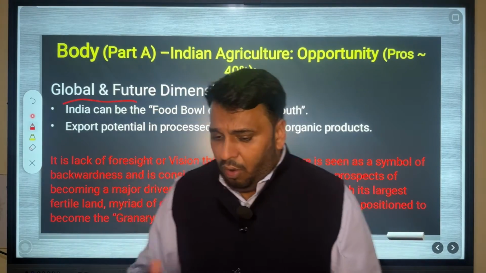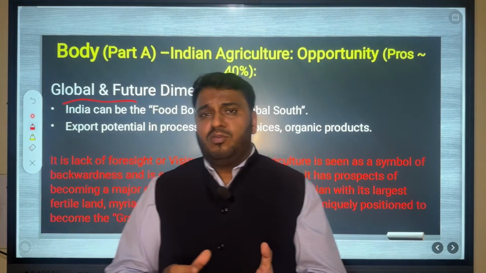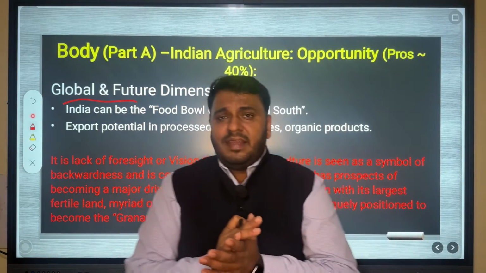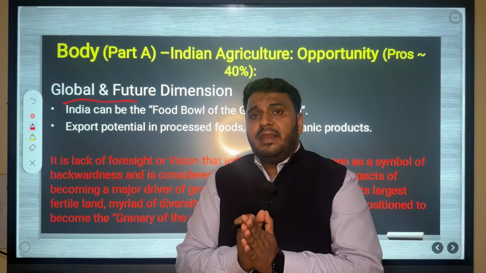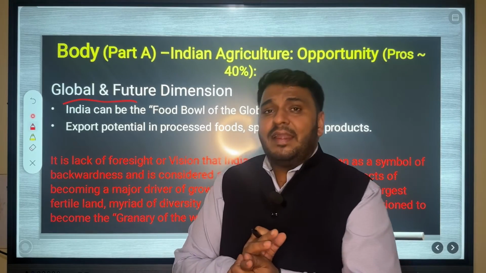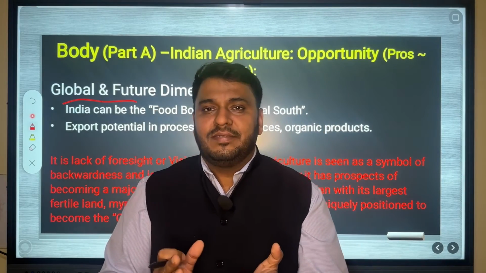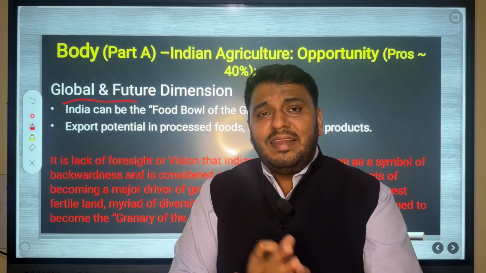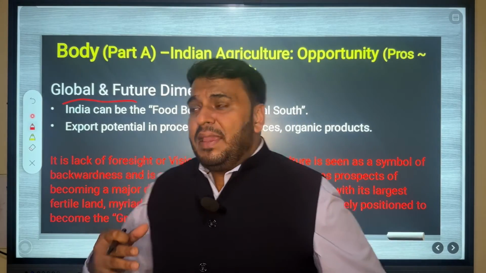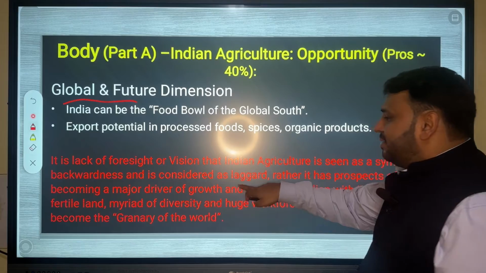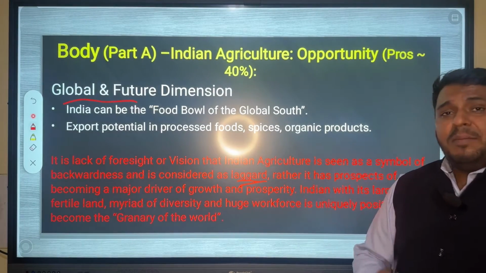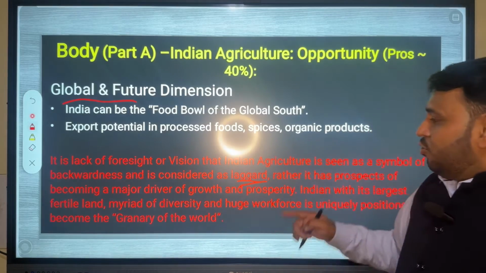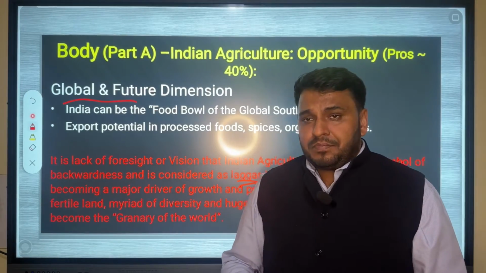So in a whole nutshell, if you want to summarize it, what I can say is, see, it is lack of foresight or vision that Indian agriculture is discarded as a symbol of backwardness, or it is seen as a symbol of being a very laggard sector. Rather, it has prospects of becoming a major driver of growth and prosperity.